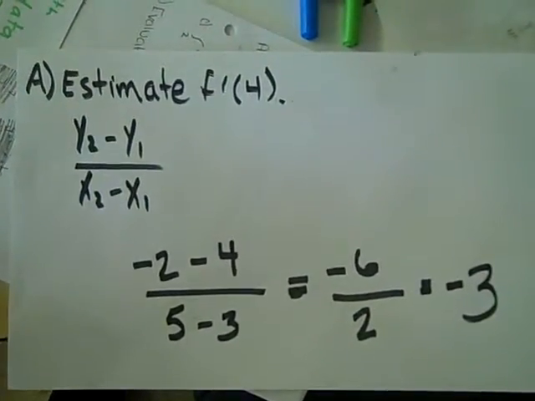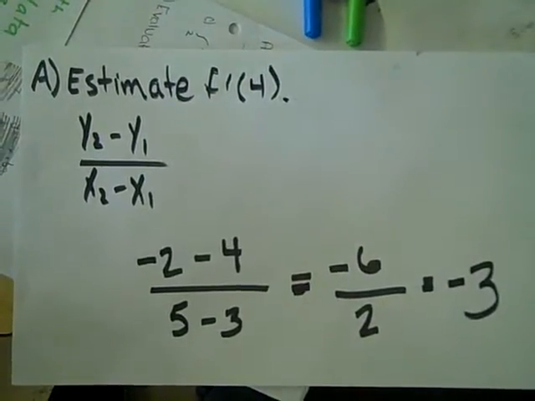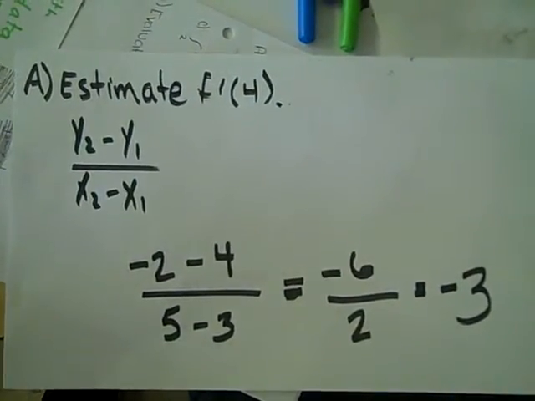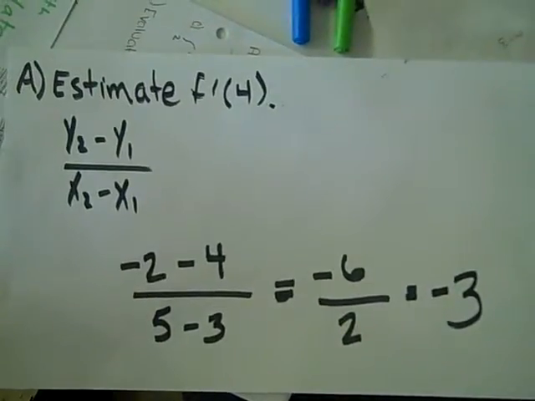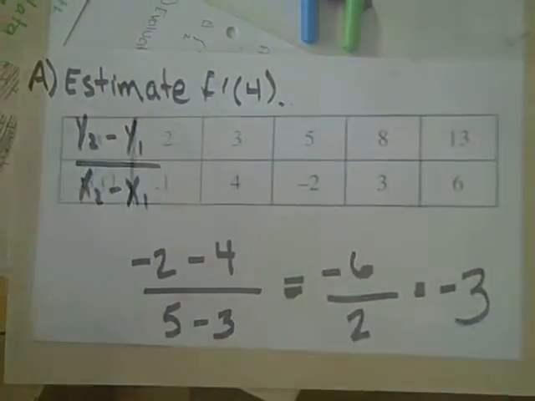All you have to do is the slope. y2 minus y1 over x2 minus x1 is negative 2 minus 4 over 5 minus 3. It equals negative 6 over 2, and the overall answer is negative 3.